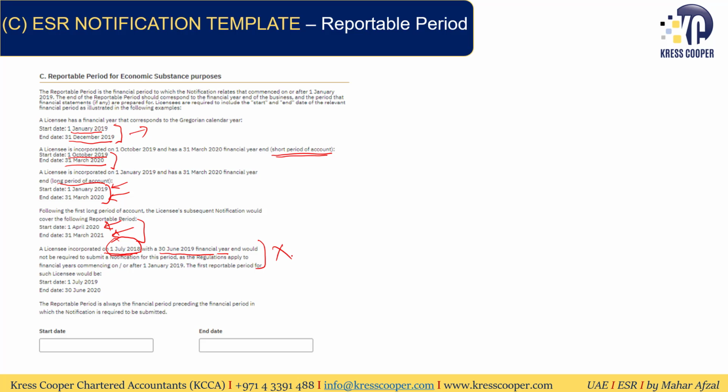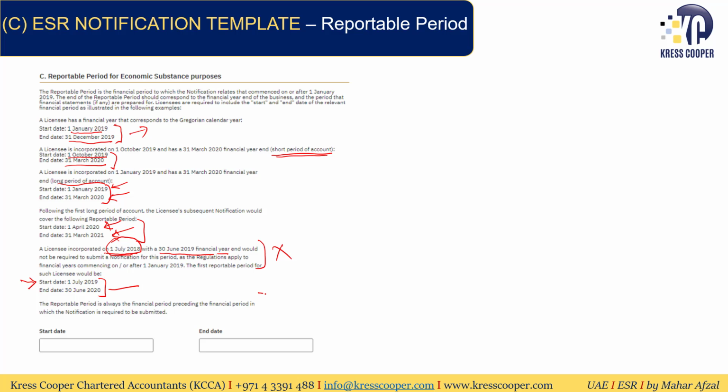But for the future period, the next period will be starting from 1st July 2019 till 30th June 2020. For this period, the licensee will be required to submit the notification.